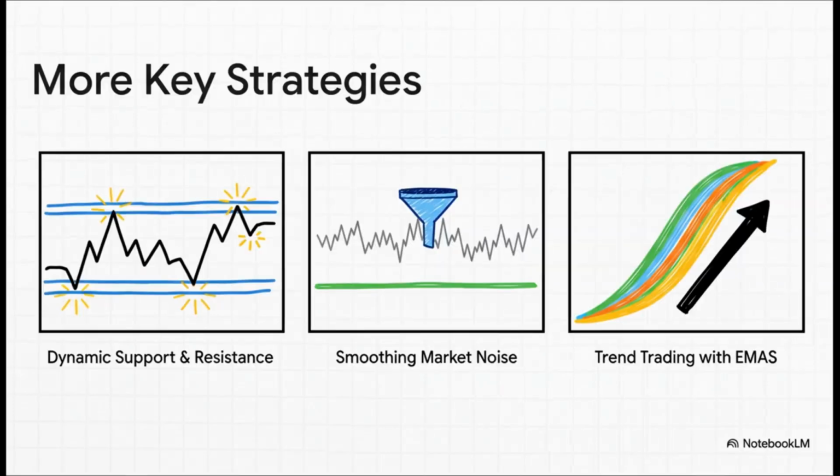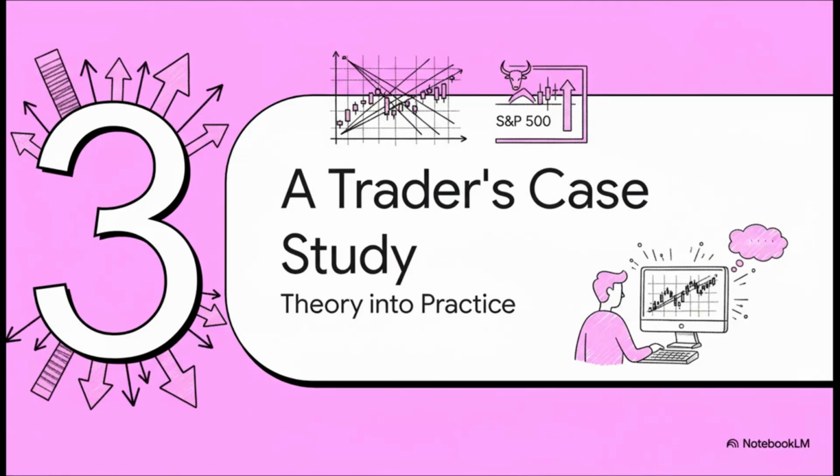But hey, it's not all about the crossovers. These advanced averages can also act like moving support and resistance lines. Think of them as a price floor or ceiling that actually travels along with the price. The smoother ones, like the WMA and HMA, are fantastic for just filtering out the noise in choppy markets. And you can even layer multiple EMAs together to create a ribbon that shows you how strong a trend really is.